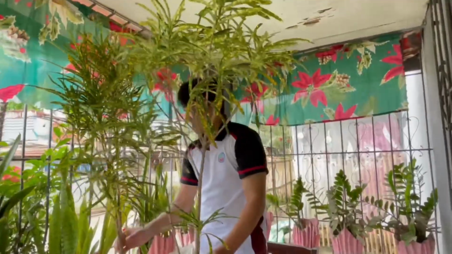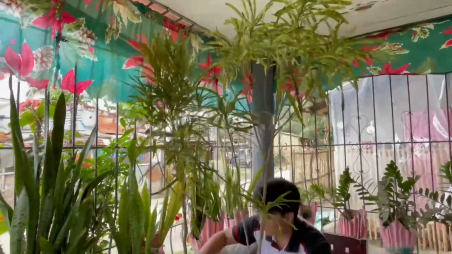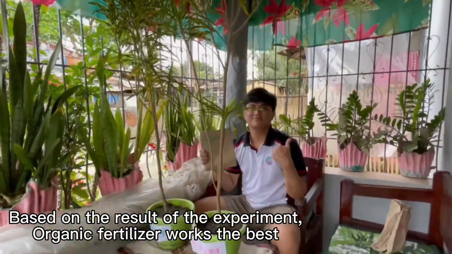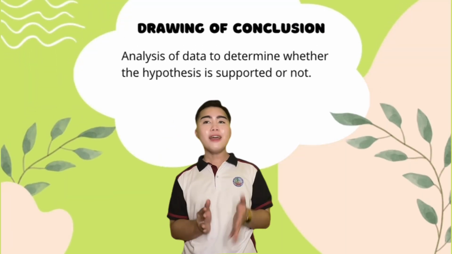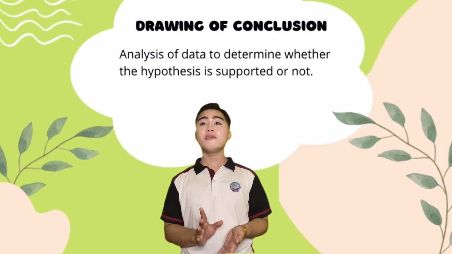Based on the result of the experiment, organic fertilizer works the best. Step 5. Drawing of conclusion. And finally, the last step, drawing of conclusion.